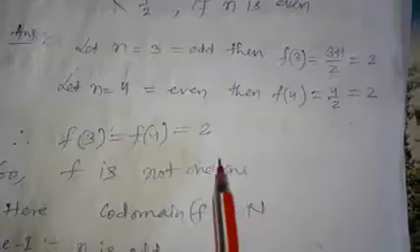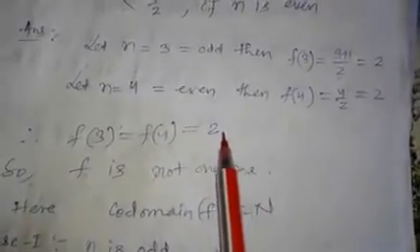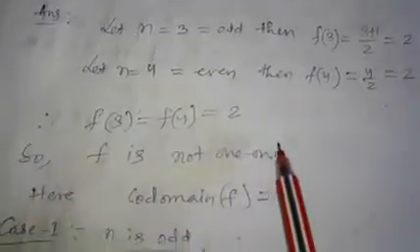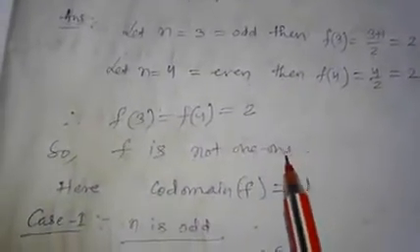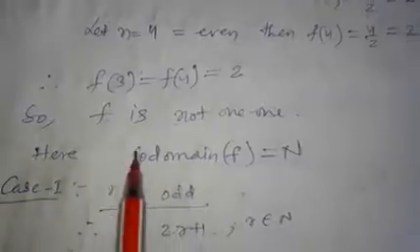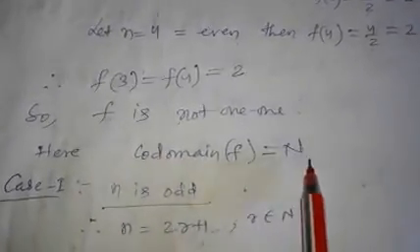Question asking: is it bijective? If one-one is not satisfied, then it is not bijective. If it is asking whether it is onto or not, then here the codomain of f is equal to the natural numbers.